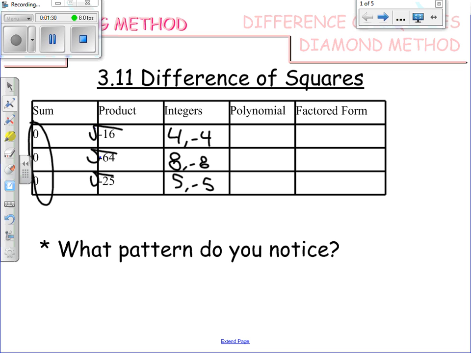So the polynomial these would come from would look like this. X squared minus 16. X squared minus 64. What would this last one look like? X squared minus 25, yeah, man.